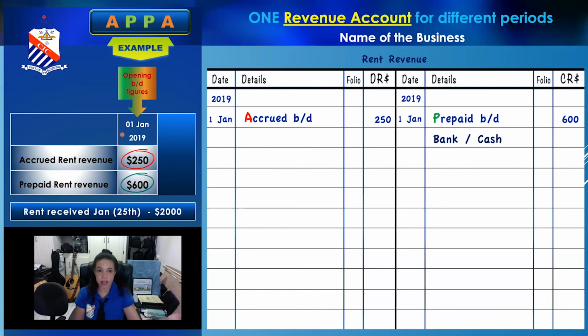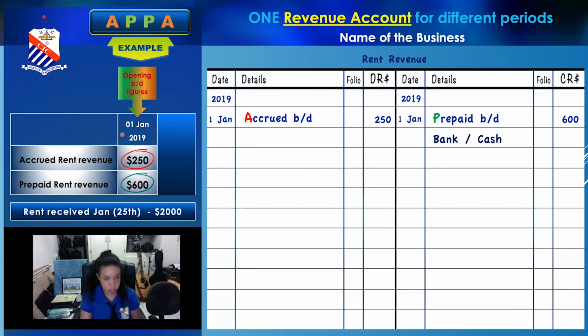So bank and cash is on the credit side because whenever you receive revenue, that is an increase, and increases in revenue are recorded on the credit side. That is why it's over on this side, right? So we look to see that we received rent on January 25th, and the amount was $2,000. So you put your date, January 25th, and the amount of $2,000, and that's it.